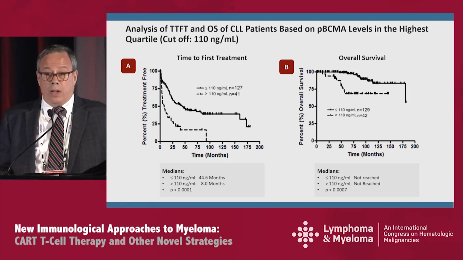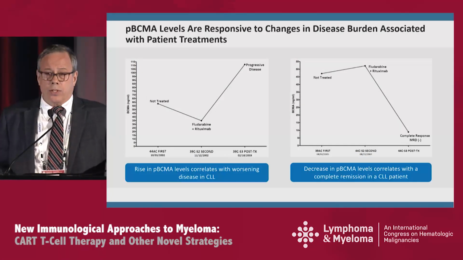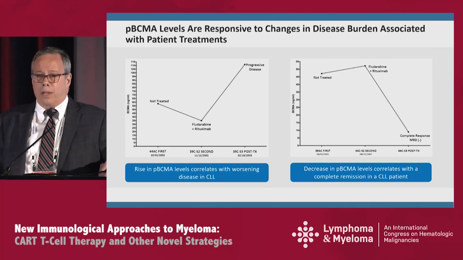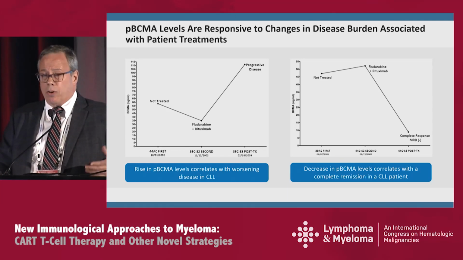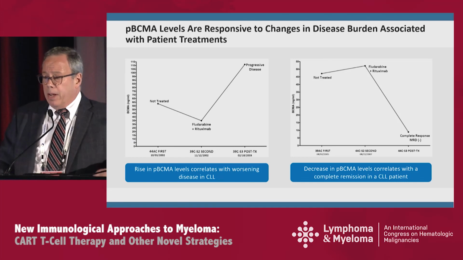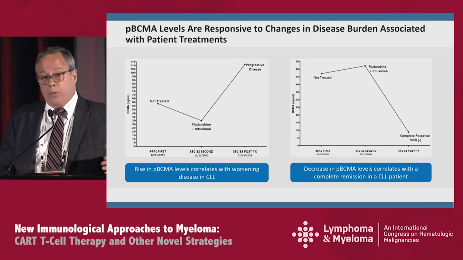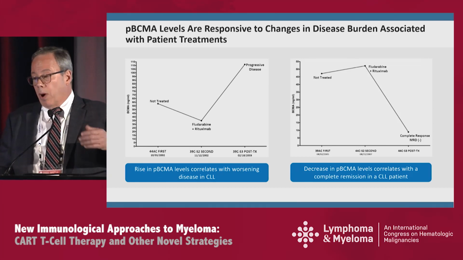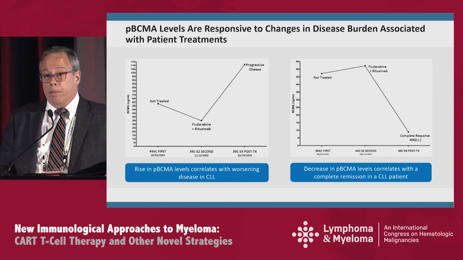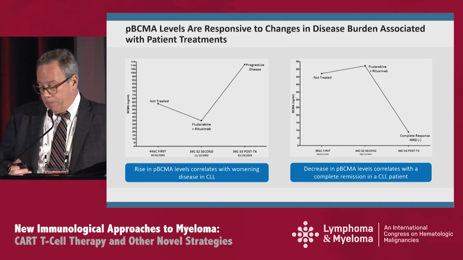And the right-hand side, the quartile data shows difference in overall survival. We've also looked at individual patients. Admittedly, this series is really anecdotal. I'll show you data on ibrutinib in a minute. But again, it does correlate with changes in disease burden. The left-hand side shows a progressive patient with rises in BCMA. The right-hand side shows a patient going into complete remission with a dramatic drop in BCMA.